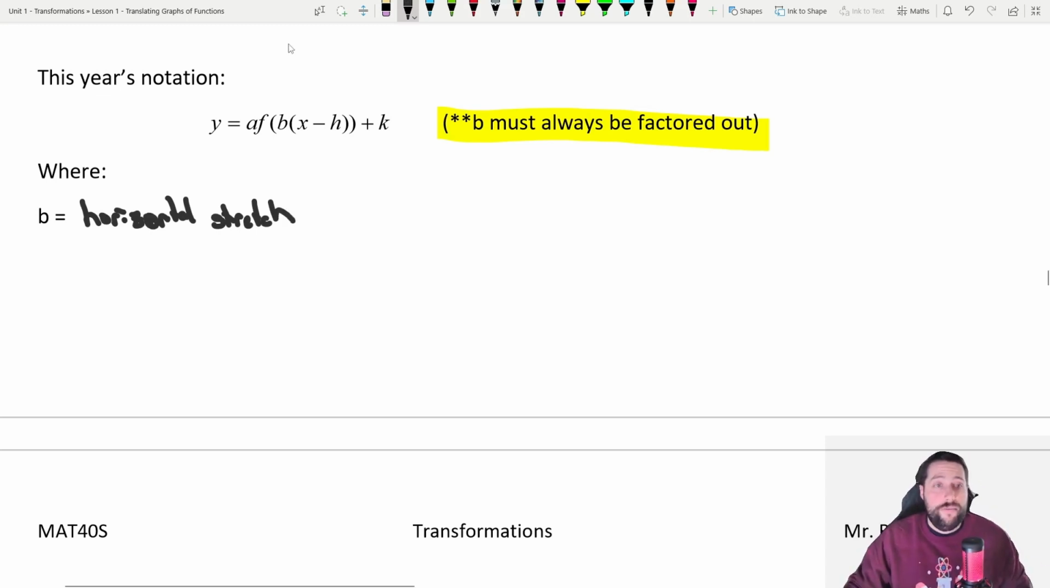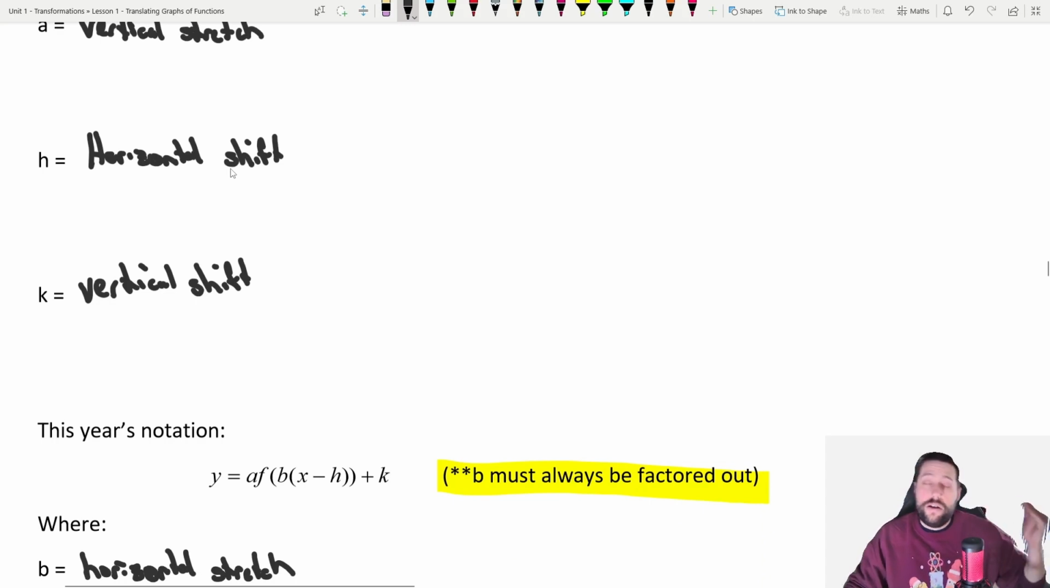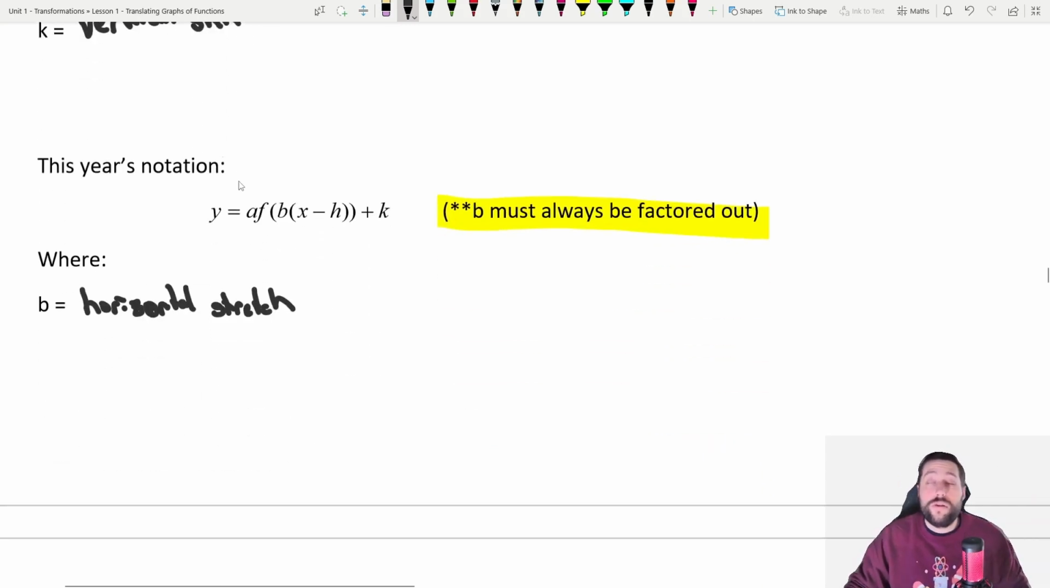So if we just go back up for a moment, a is your vertical stretch, so how it's going to be stretched for your y values. Your horizontal shift, so how it's going to shift left or right. Your vertical shift, how it's going to shift up or down. And now you have your horizontal stretch, so how it's going to stretch for your x values.